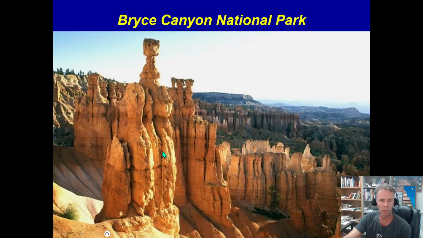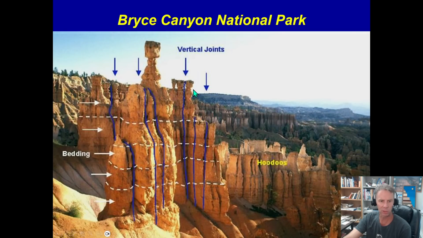These hoodoos, these iconic rock formations that make up Bryce Canyon National Park. If you look at these closely, you'll see that there's sets of vertical lines going through a lot of the cliffs here, and there's also sets of horizontal layers as well. And so the weathering of these hoodoos is fundamentally related to the rock type. This is all limestone, kind of a dirty limestone. It has some sediment in it.